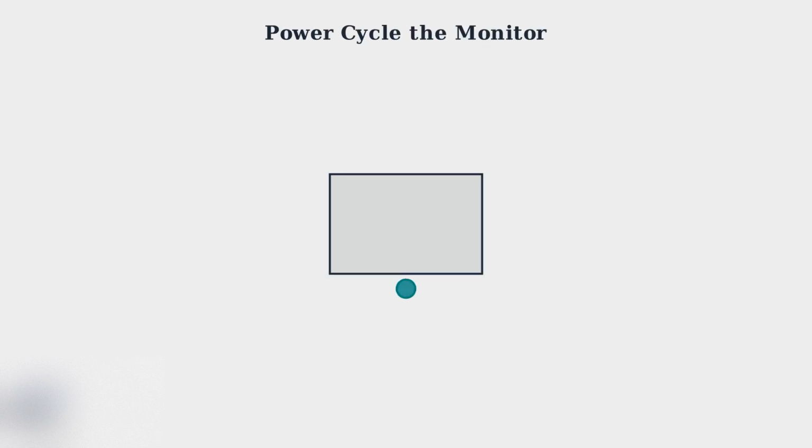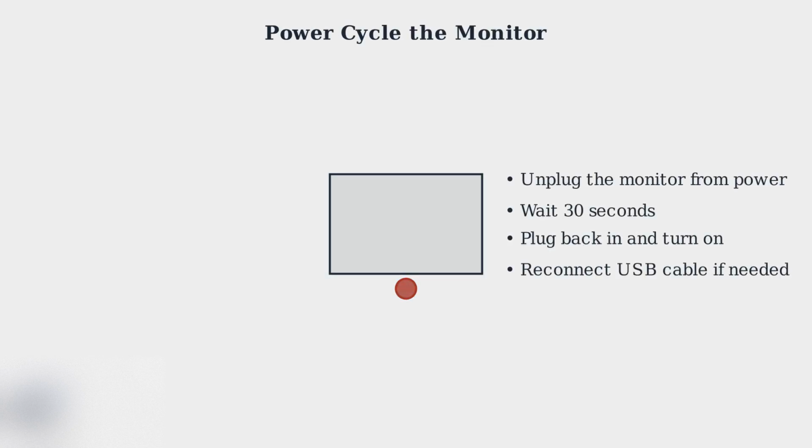Finally, try power cycling your ASUS monitor. Unplug it from the power source, wait about 30 seconds to clear any temporary issues, then plug it back in and reconnect the USB cable. This can resolve detection problems caused by electrical glitches.